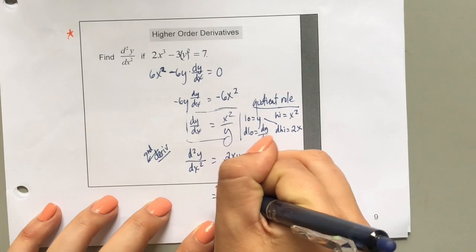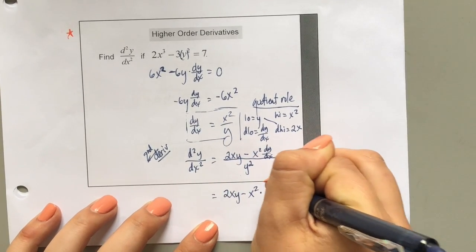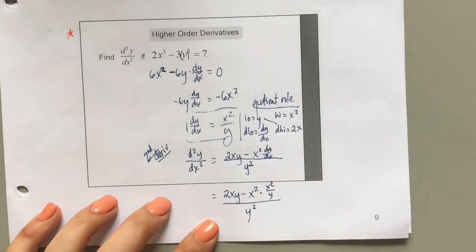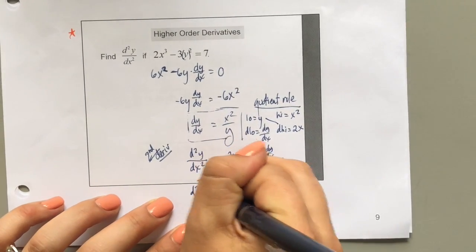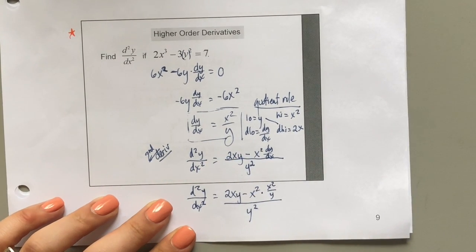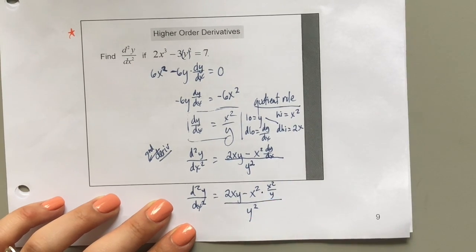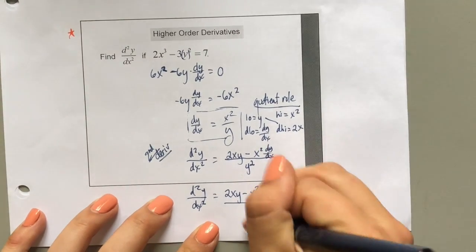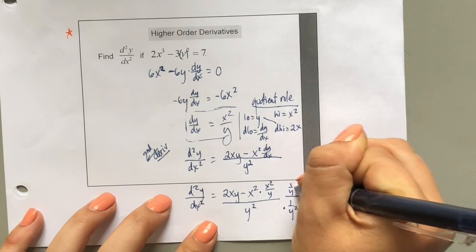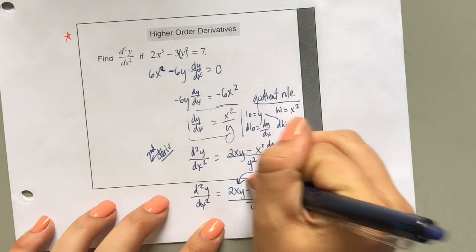So 2xy minus x squared times x squared over y, all over y squared. Okay, that's d squared y over dx squared. So now I'm gonna just make it not be a complex fraction. So I'm gonna multiply by the reciprocal of the denominator. So 1 over y squared, 1 over y squared. This is a form of 1, so I'm cool to do it. So I'm gonna just do a little bit of that.